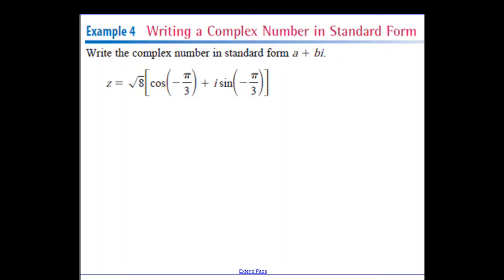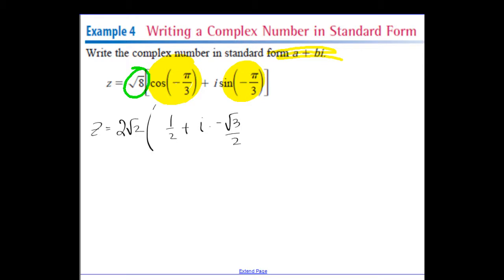All right, in example 4, we're asked to convert this complex number that's currently written in trig form into standard form of a plus bi. And this really isn't too bad to do. Let's just work from the inside and evaluate cosine of negative pi on 3 and sine of negative pi on 3. And also, let's go ahead and simplify that radical, square root of 8. So z is equal to 2 root 2, open parentheses, well, cosine of negative pi on 3 is 1/2, plus i, sine of negative pi on 3 is negative root 3 on 2.